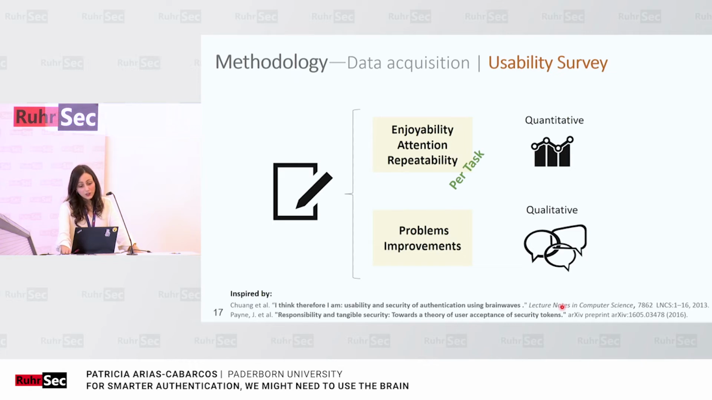And for the qualitative part, we wanted to get richer insights: what is working, what is not. We asked participants which problems they envision in this type of system and what improvements they would like to see if they use this technology. And then we analyzed this with qualitative content analysis techniques.